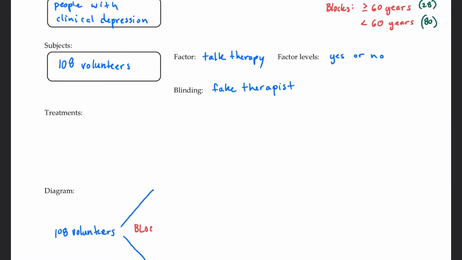This is not splitting randomly. This is us splitting non-randomly by age, okay? So we have, in this case, greater than or equal to 60 years old. That was 28 people in that group. Oh, I should stick with my color coding, shouldn't I? And then in the other block, we have under the age of 60 years old. And that was 80 people.